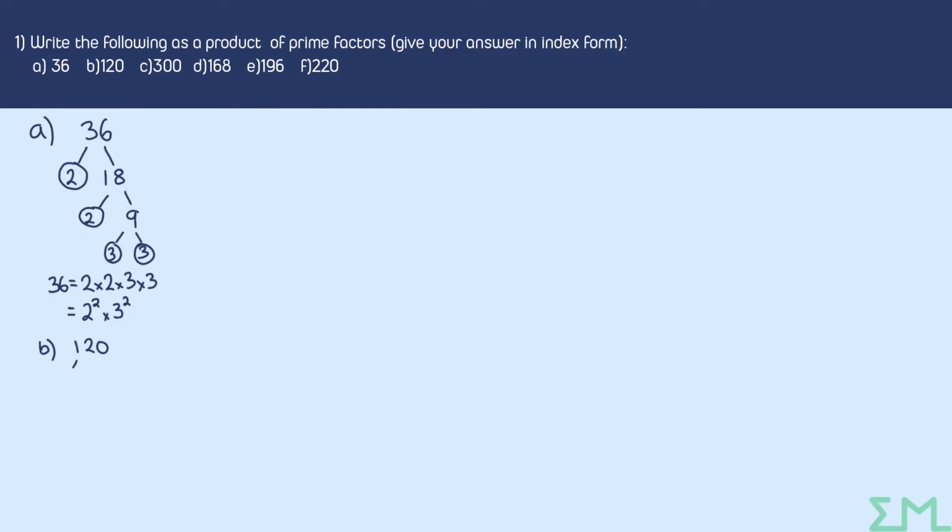120. So I start off in the same way. I'm going to divide by 2 as much as I can. This time I can divide by 2 3 times until I arrive at an odd number, 15. Now I'm going to divide by 3, because 3 goes into 15, and I get a 5, which brings me to the end of the factorization. I will therefore write 120 as 2 to the power of 3, because I've got 2 times 2 times 2, times 3 times 5.